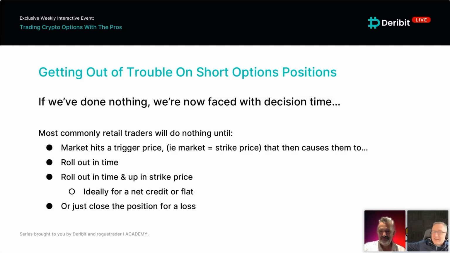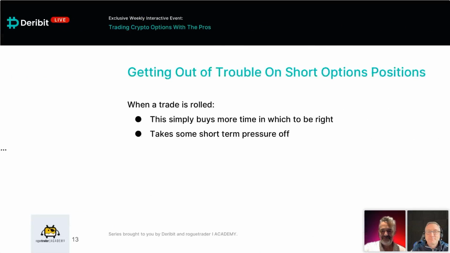You're going to roll it out in time. Maybe you keep the strike price the same. Maybe you roll it out and up, whatever you're going to do. Ideally, you're going to do that for net credit. You make some money at it, or for a flat, so it doesn't cost you anything. Or some people might just close that position for a loss and walk away and say, you know what, I was wrong. I'll take the hit and walk away.